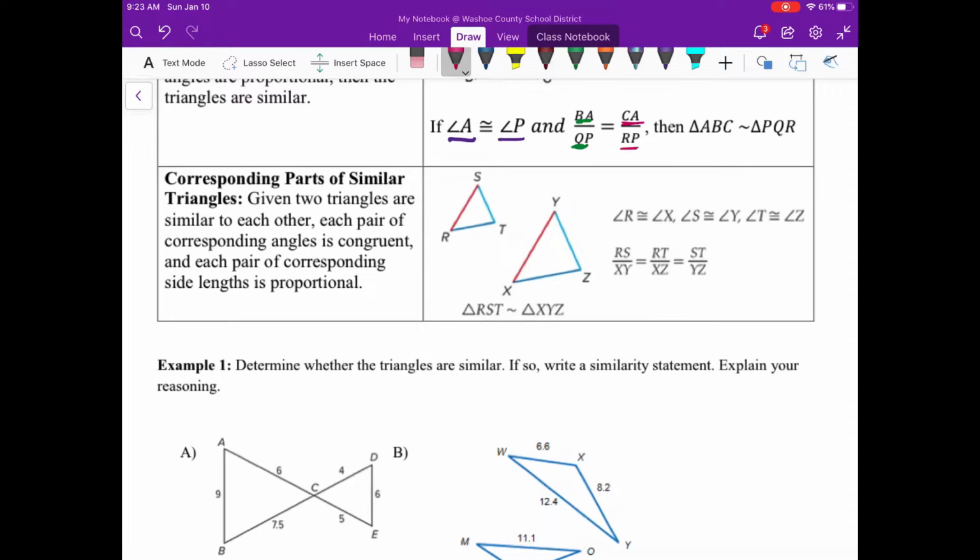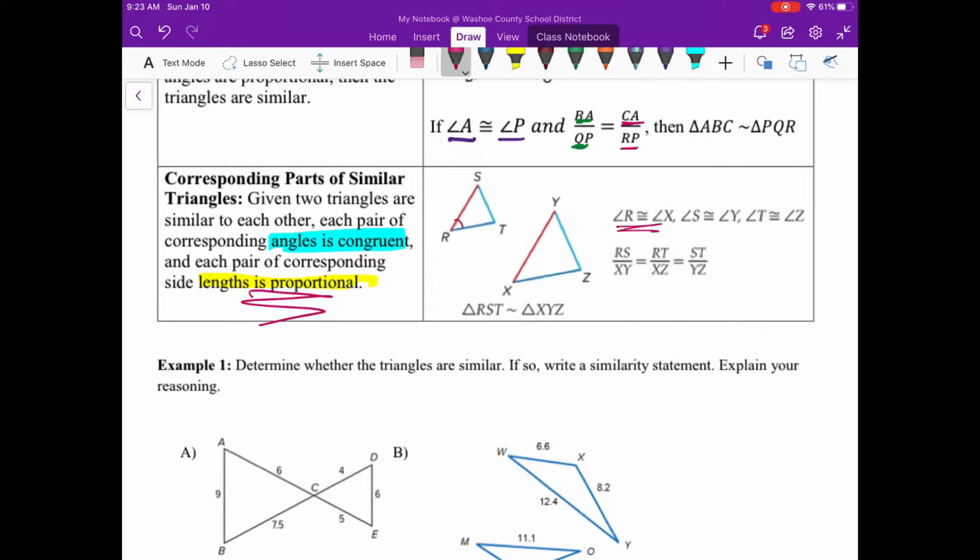If I have two triangles and they are similar to each other, then each pair of corresponding angles is congruent and each pair of corresponding lengths is proportional. So two things here. If I have similar triangles, then the angles can be congruent to each other. The only thing that is not congruent but instead is proportional are the lengths.